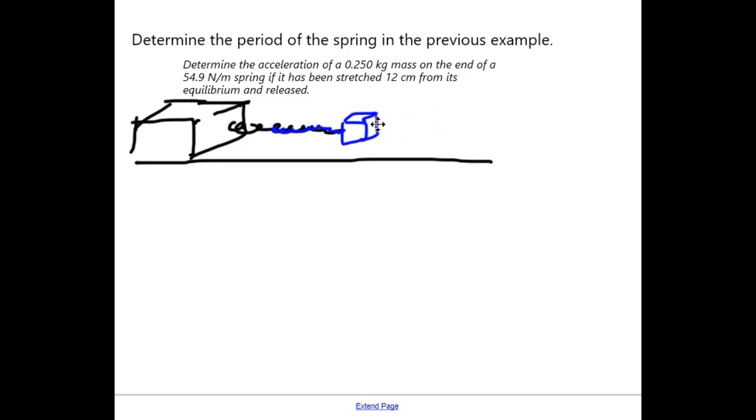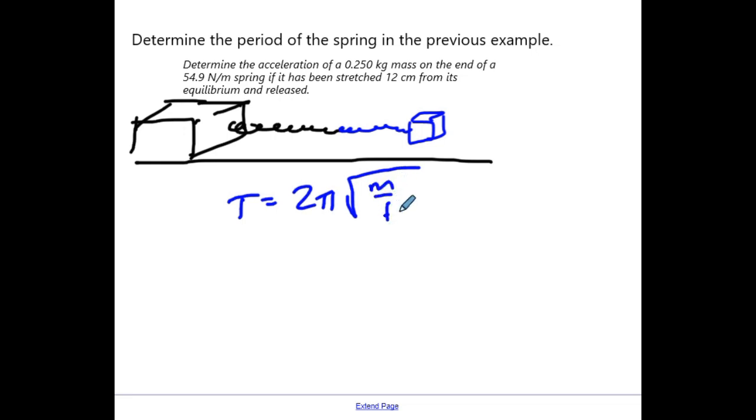Here it's compressed, then it's back out. Full extension, equilibrium, full compression, middle, full extension, right? So the question is, how long is it going to take to basically oscillate back and forth? And so the formula is pretty straightforward. It was T equals 2 pi, the square root of m over k, I believe.